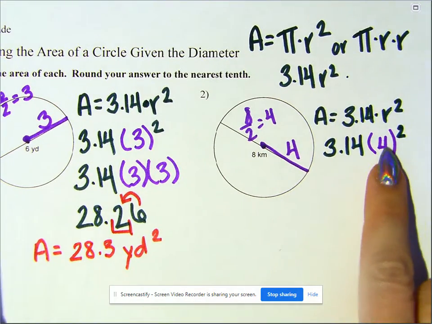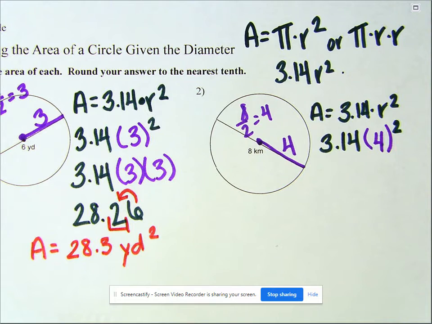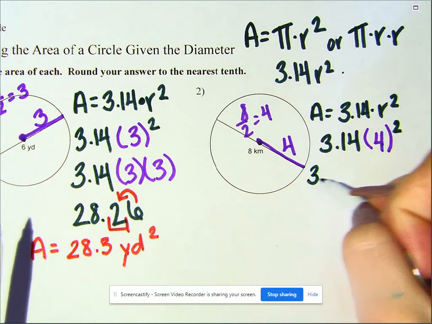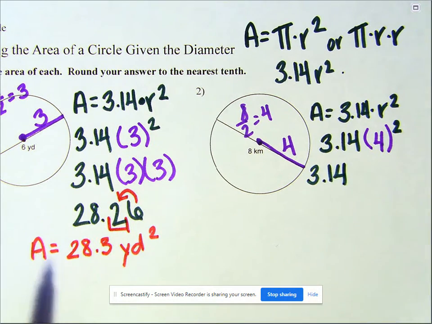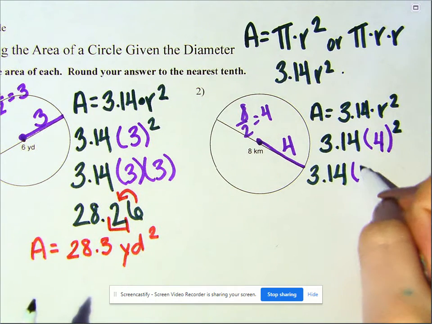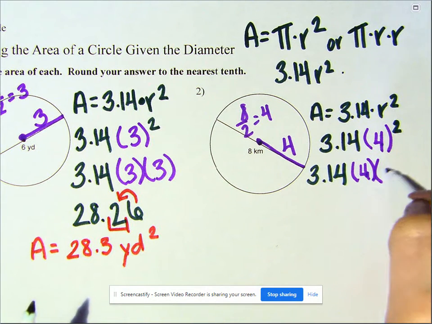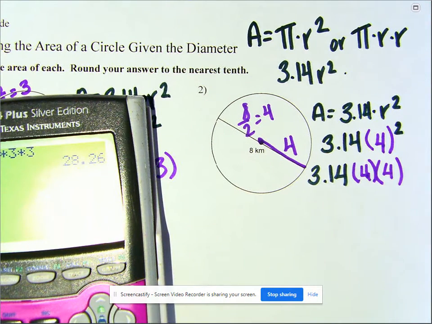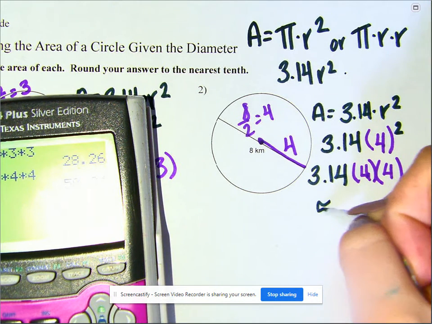Remembering that anytime I square something, it's multiplying by itself. So 3.14, and I'm going to be doing 4 times 4. So taking out your calculator, 3.14 times 4 times 4 comes out to be 50.24.